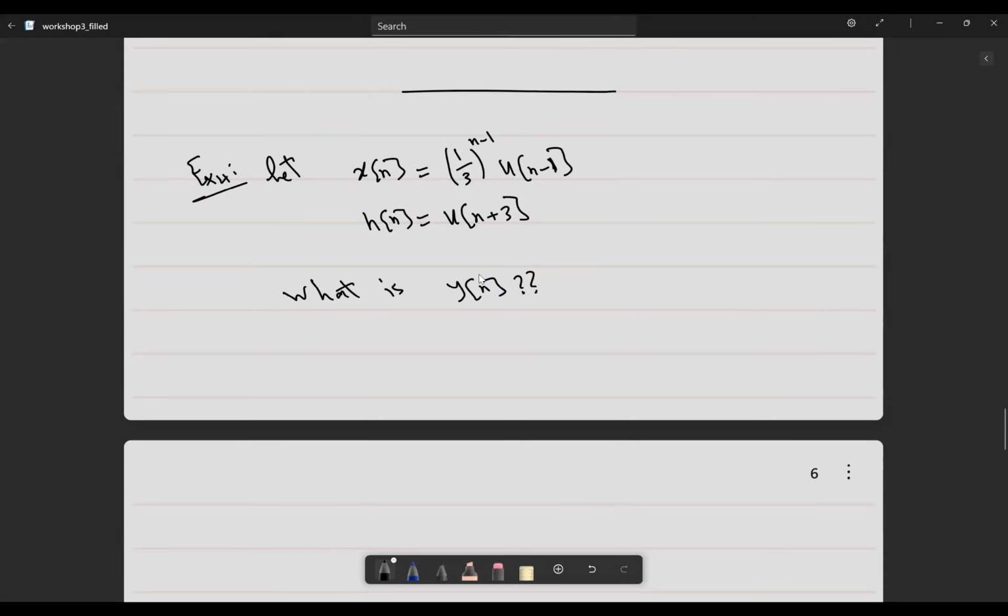We need to find the output of this system. The input is given this way, the impulse response is this. We need to find the output. What's the relation between the output and those two given signals?